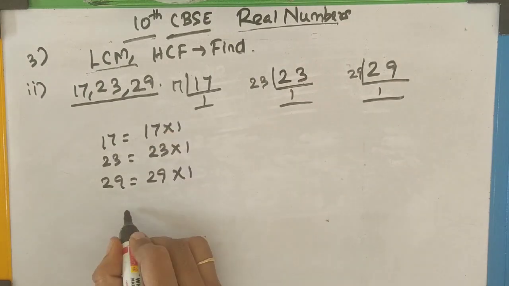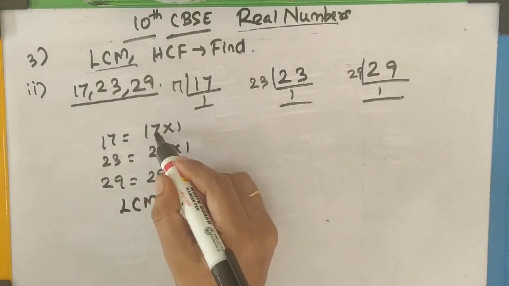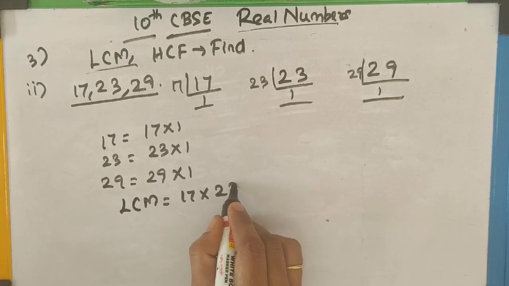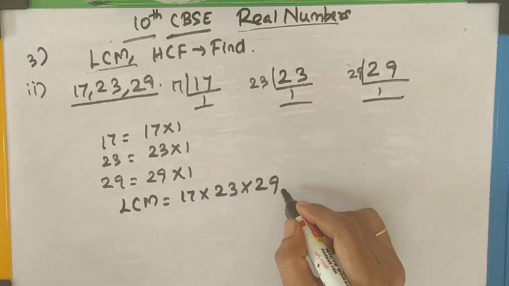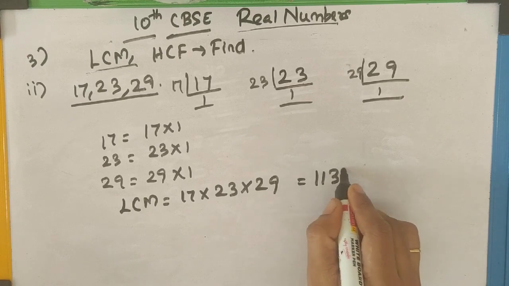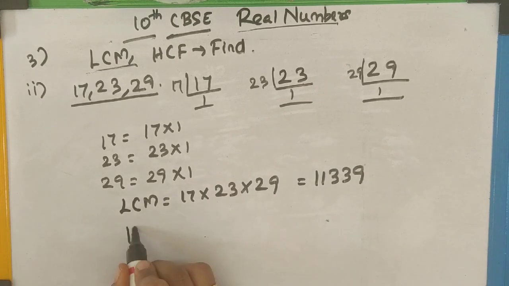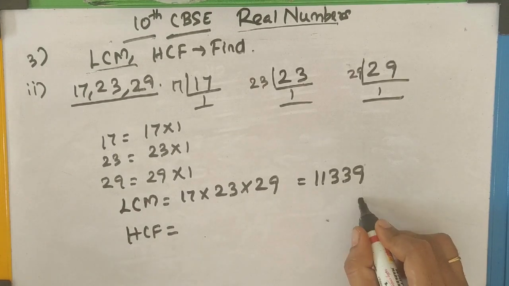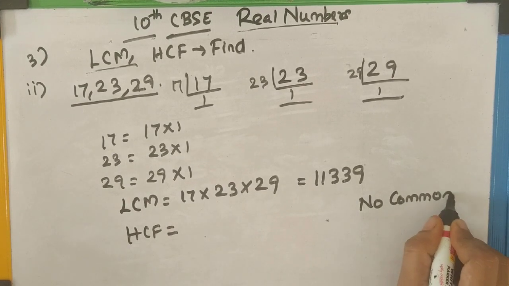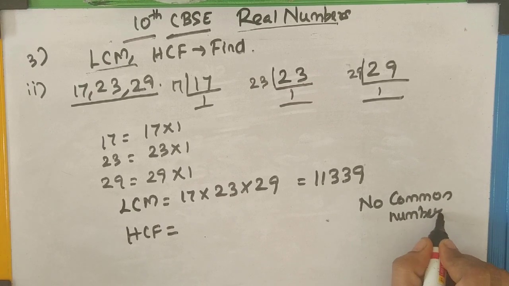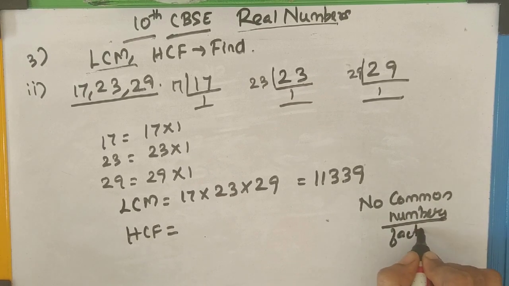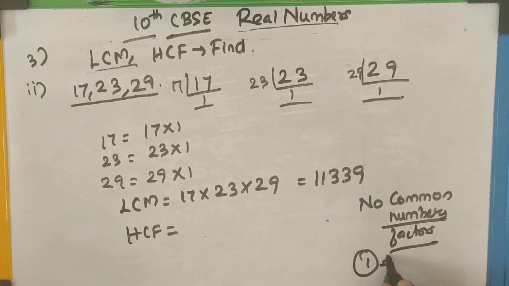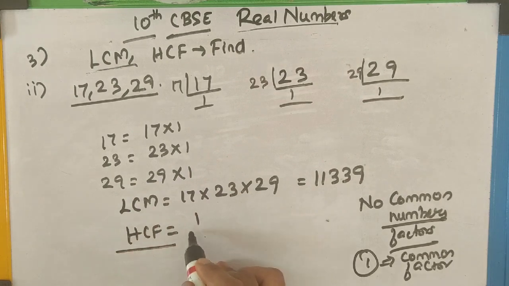Here there is only one common factor, that is 1. So LCM is equal to 17 into 23 into 29. So the product of 17 into 23 into 29 is 11,339. Here the common factor is 1. If there is no common factor, then HCF will be 1. You have to remember this. So if there is no common factors for three numbers or any numbers, then HCF will be 1. Understood? You should keep this in mind.